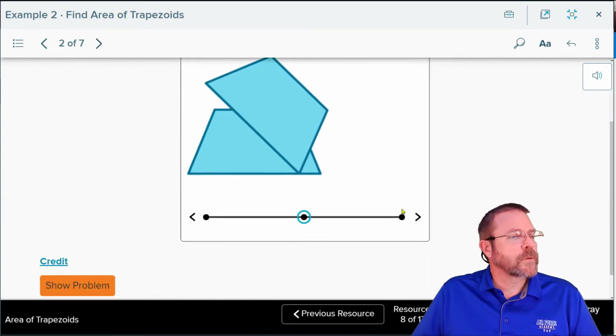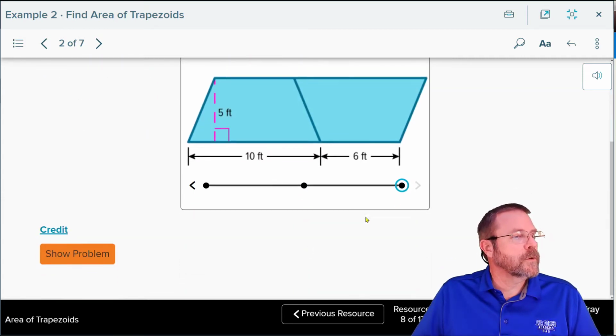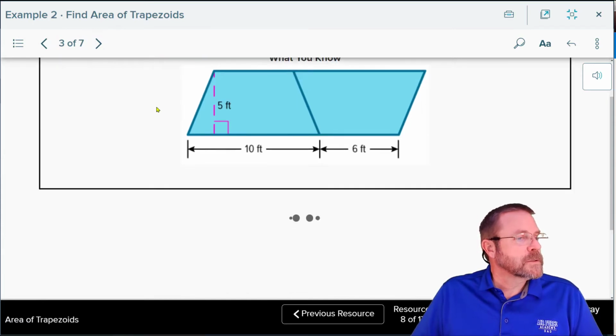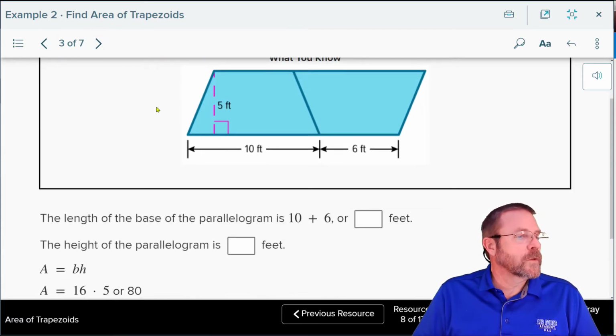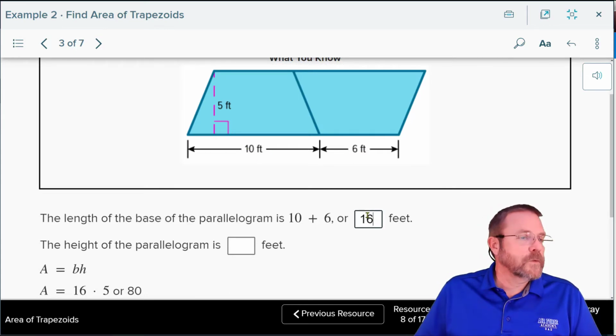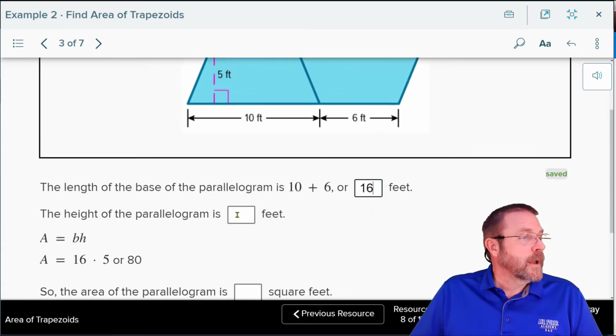Oh, they're showing how you would flip it over. Yeah, and then you'd be able to figure out that you would need base times height divided by the two trapezoids. Yay, that goes back to the video lesson they just did. But instead, let's see what else we can do with this. The length of the base is going to be the 10 feet plus the 6 feet, also known as 16 feet. The height of the trapezoid is going to be the 5 feet.